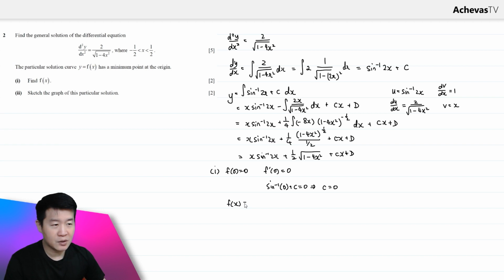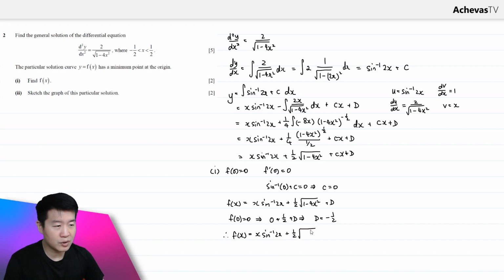So for f(x), we know it is x sine inverse of 2x plus half square root of 1 minus 4x squared plus d. And f(0) is equal to 0. This is given to us by the question. So letting x be equal to 0, this will be 0 plus half of square root of 1 minus 0 is going to be 1. Then plus d. So we know d is equal to minus half. So therefore, we know what is f(x). f(x) is equal to x sine inverse 2x plus half square root of 1 minus 4x squared plus d, which is minus half. And we're going to try to sketch this in part 2.